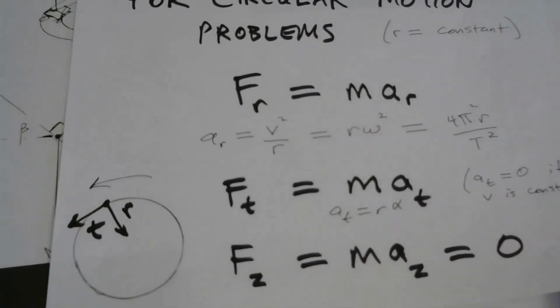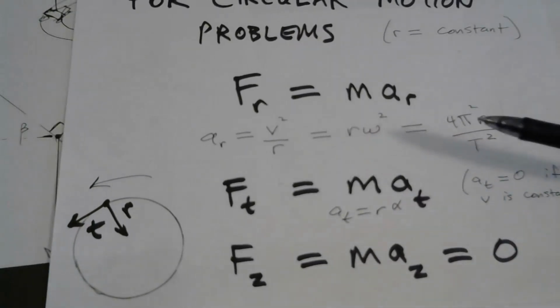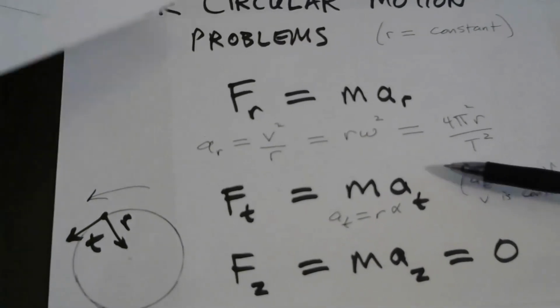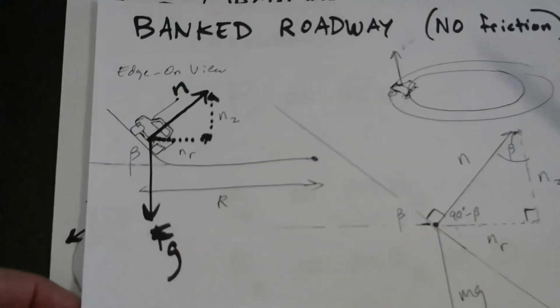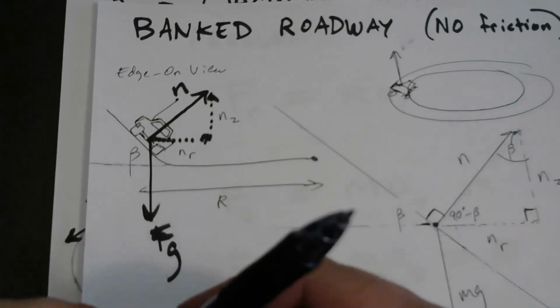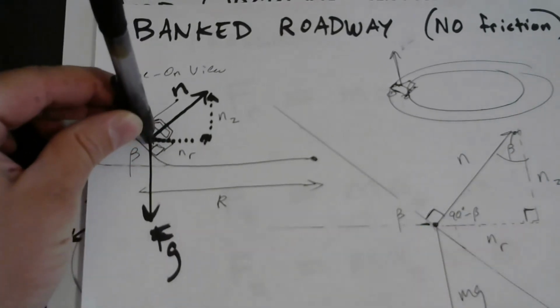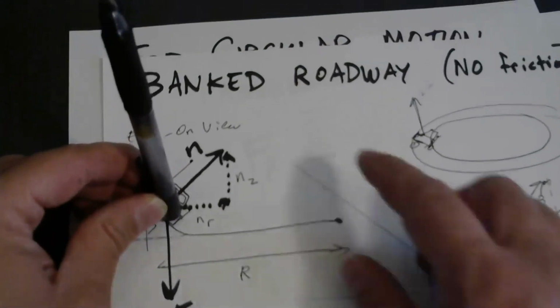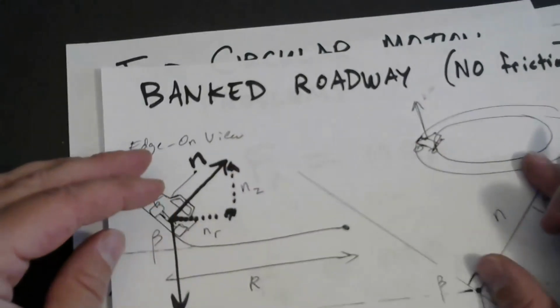Do we even need all these equations? Well, let's think about this middle one for a second. Which direction is the t-axis in this picture? Tangent is in the same direction as the velocity, which is out of the page. I don't see any forces out of the page here. And I don't see an acceleration either, because nothing was mentioned about this car speeding up or slowing down.